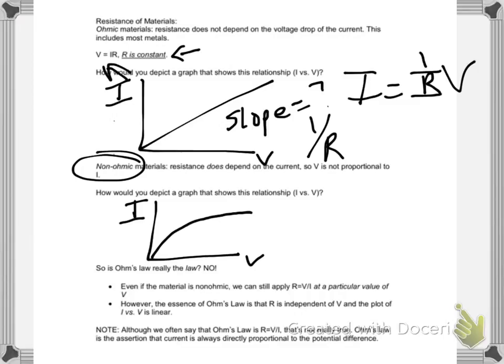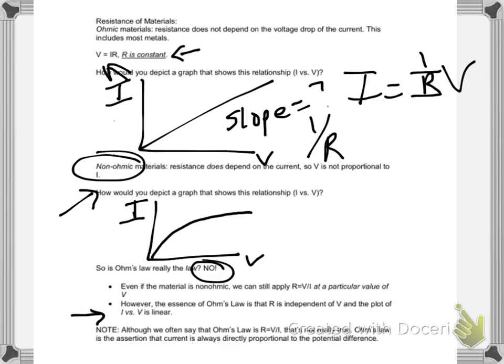So is Ohm's law really a law? Technically, no. It's more of a rule. Science laws don't have exceptions, and it seems here that we have exceptions, or at least things that don't follow it. The reason we say it doesn't follow it is because down here it says that the essence of Ohm's law is that R is independent of V, and that I and V are directly related. Well, that's not always the case. The non-ohmic materials don't have a linear graph. They don't have I versus V as a linear line.